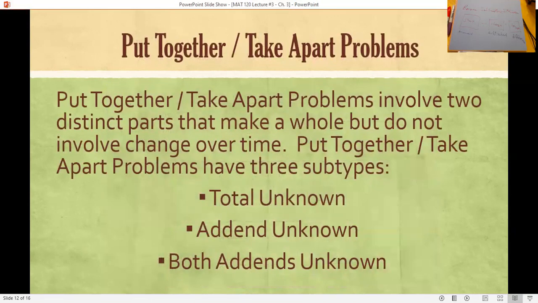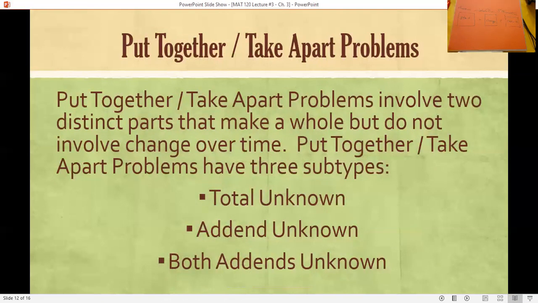Now we're going to talk about the put together and take apart problem. Put together and take apart problems involve distinct parts that make a whole, but do not involve a change over time. Put together and take apart problems have three kinds: the total unknown, the add-in unknown, and both add-ins unknown. So when it comes to put together and take apart, generally, we're going back again to our addition structure.